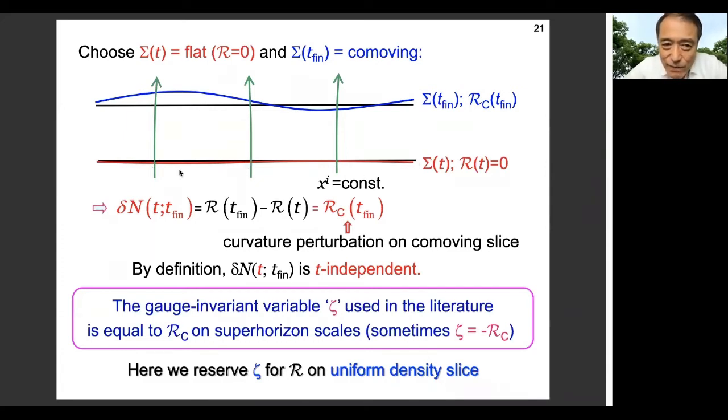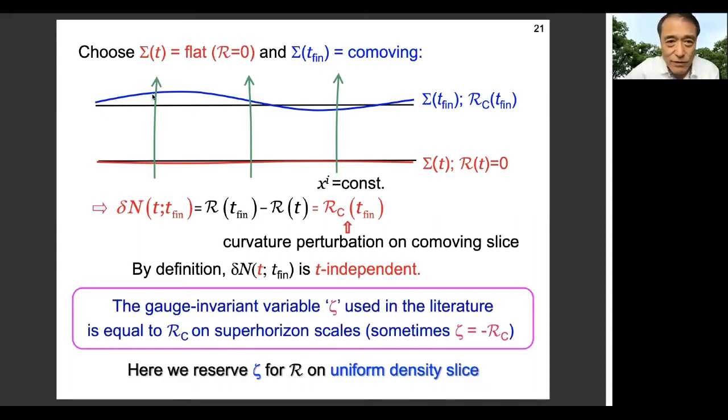And this is what we had, for example, in the explanation of inflation. I told you that in the beginning you can assume that you have essentially flat geometry and the fluctuation in the scalar field. So that's a slice you choose as an initial slice at time t. The final slicing, let's choose it comoving, okay.